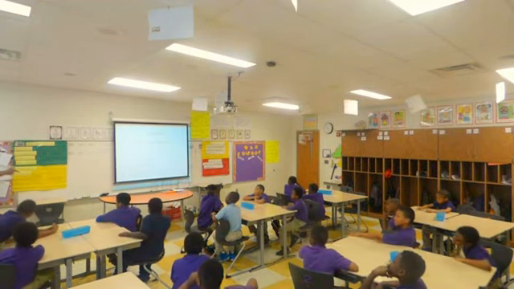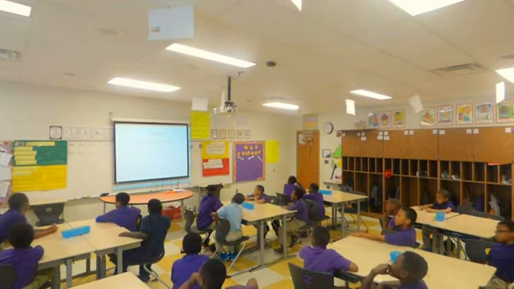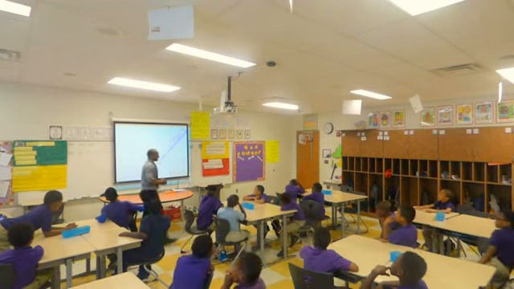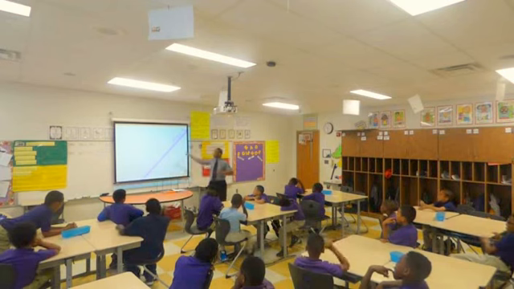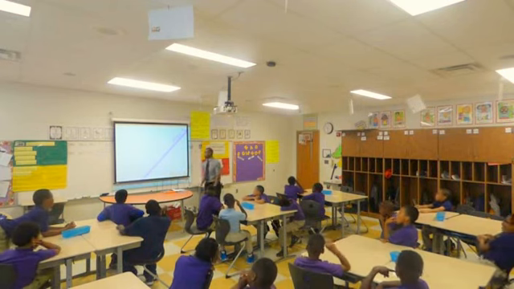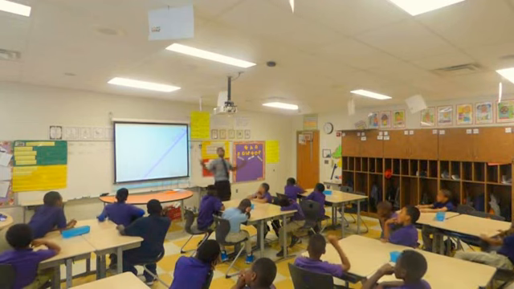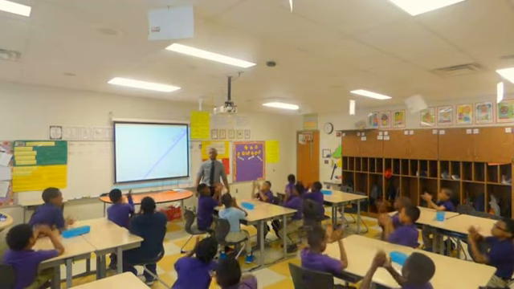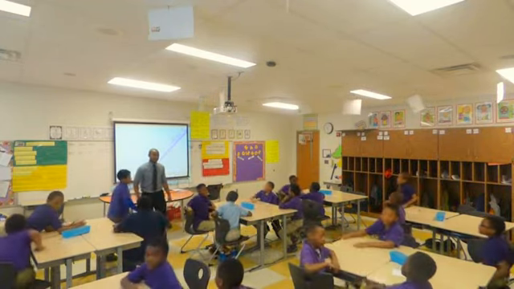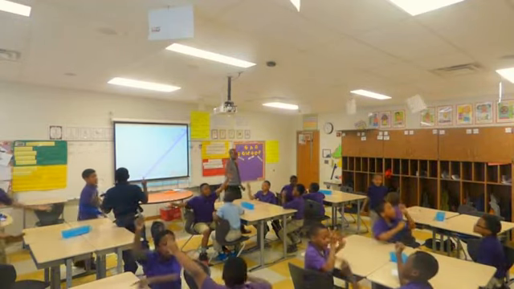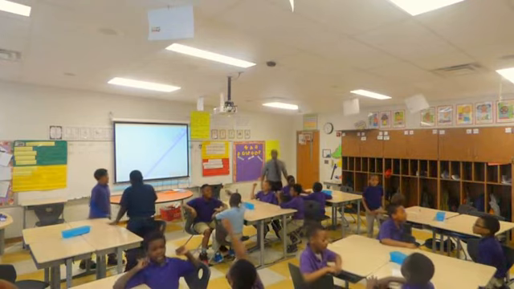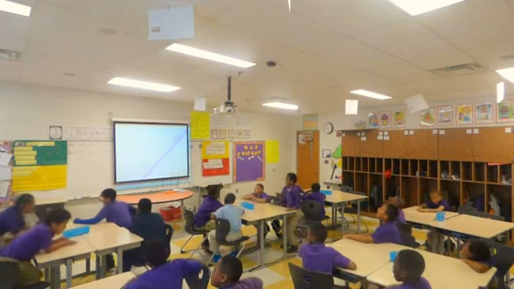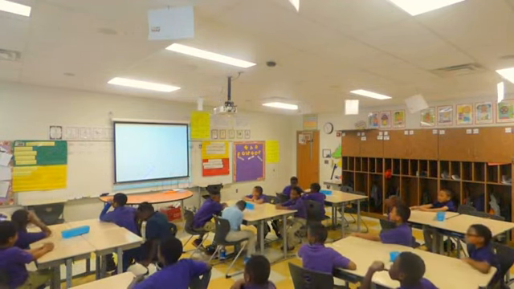Alright, so we talked about a ray. We talked about an endpoint. We talked about an angle. Now what I want you to focus on is the vertex. The vertex is when the two rays share that endpoint. We call that the vertex. The vertex is when two rays are sharing the endpoint. Okay, here we go. Excellent job, gentlemen. Excellent job.